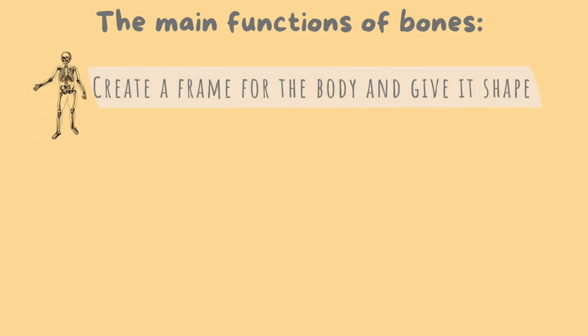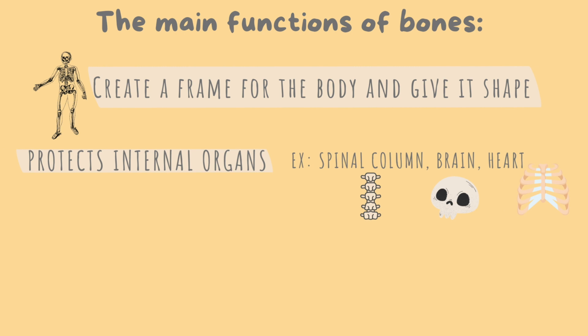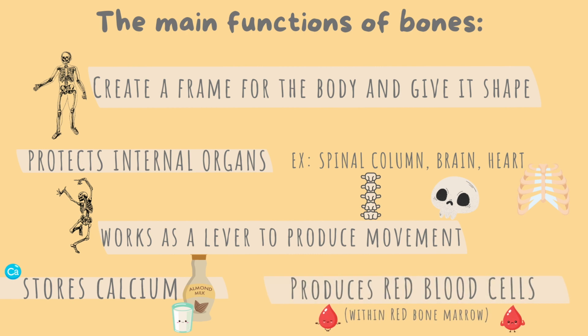They create a frame for the body and give it shape. They protect soft vulnerable organs inside the body. For example, the vertebral column protects the spinal nerves, the skull protects the brain, and the ribs protect the heart and the lungs. The bones also work as a lever to produce movement. They also store calcium and produce red blood cells.